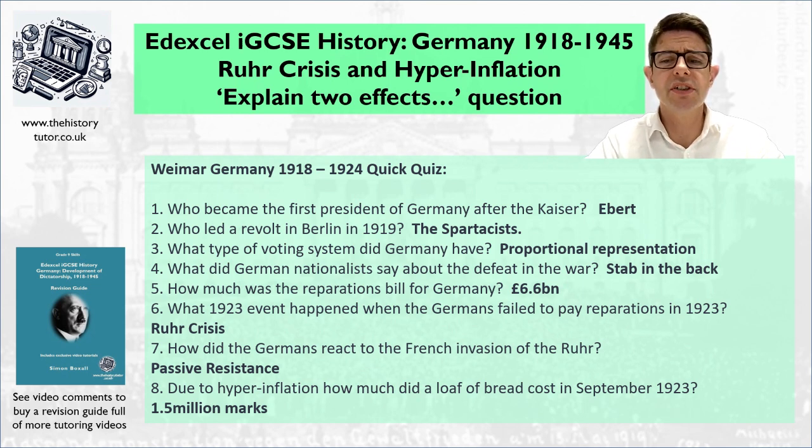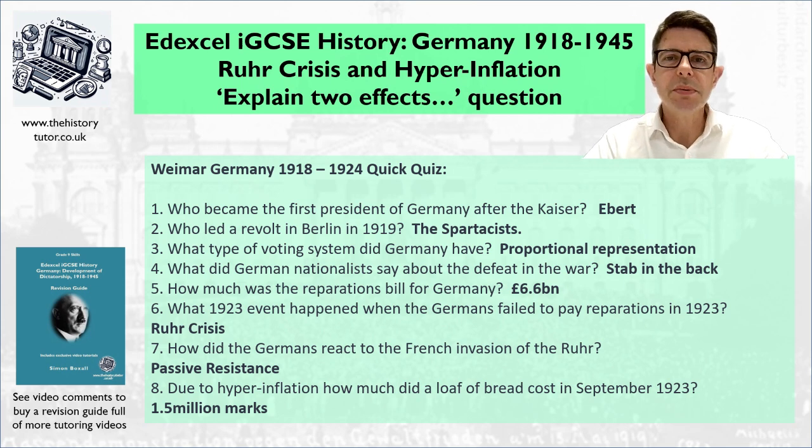What type of voting system did Germany have for their new Weimar Constitution? So they had proportional representation. Now this is important. This means that the amount of votes equals the amount of seats. So if you had 10% of votes, you should get 10% of seats in the Reichstag, in the parliament. That means that the winning party will often not end up with a majority.